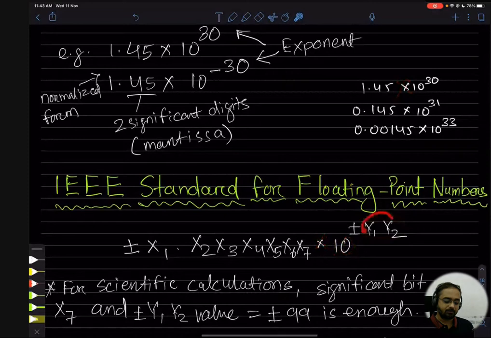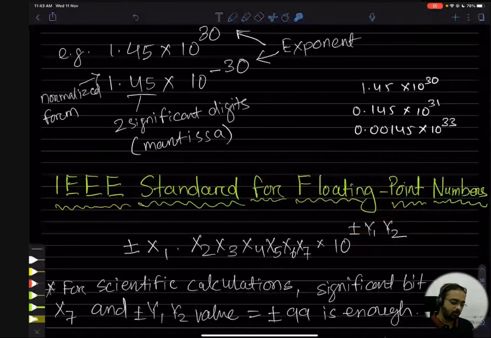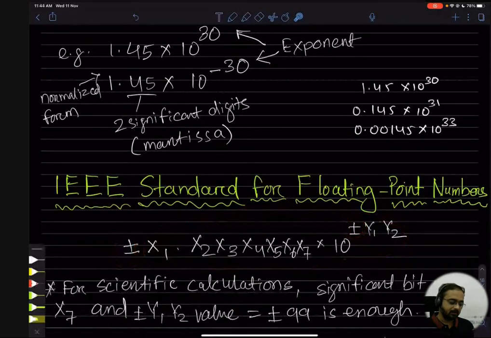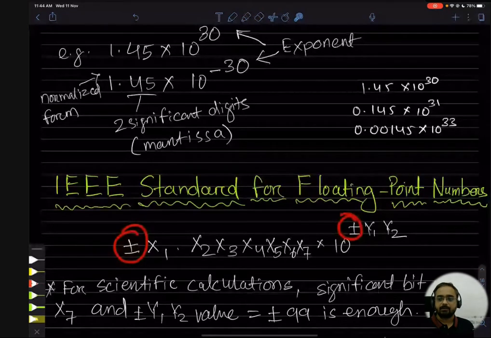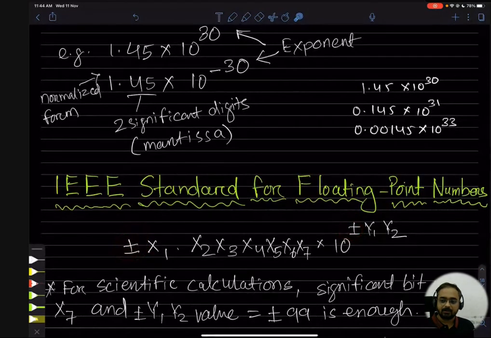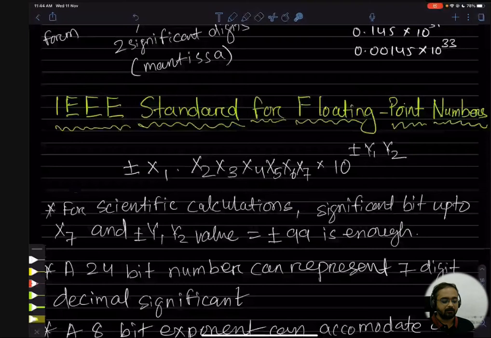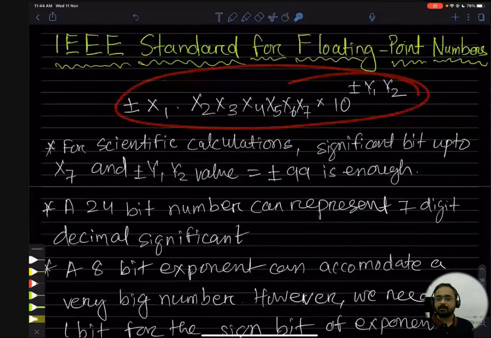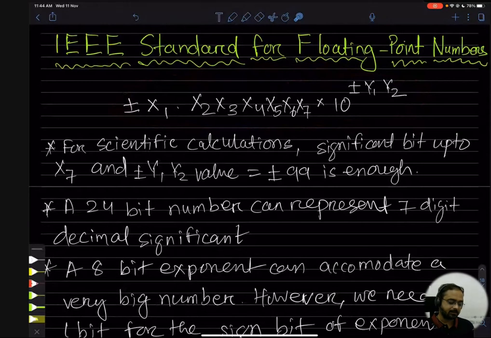The exponent value can be positive or negative. And the whole value can also be positive or negative. So either it is plus 1.45 into 10 to the power 30 or minus 1.45 into 10 to the power 30. That's why there is a sign here and a sign on the top as well. Understood? This is the simple formatting. This type of decimal number we have to represent in binary. So this is the IEEE standard.